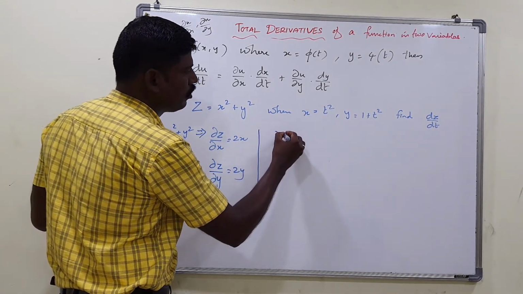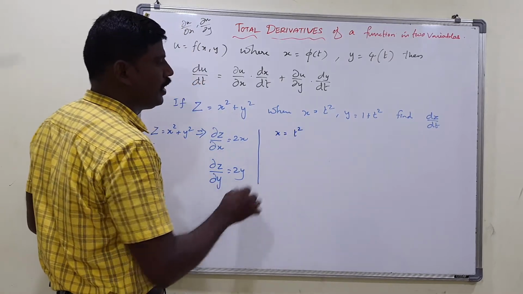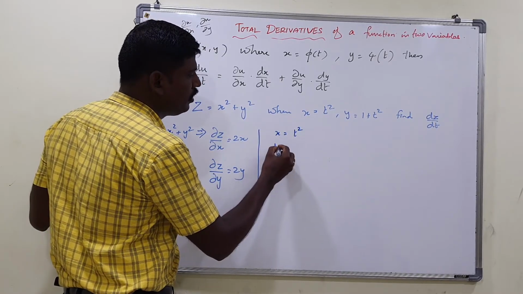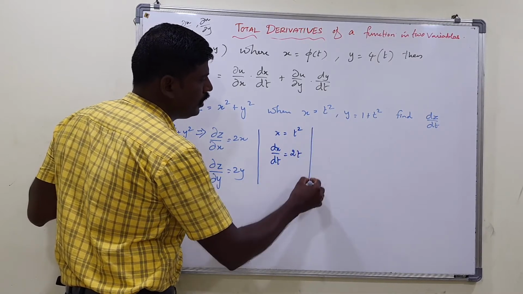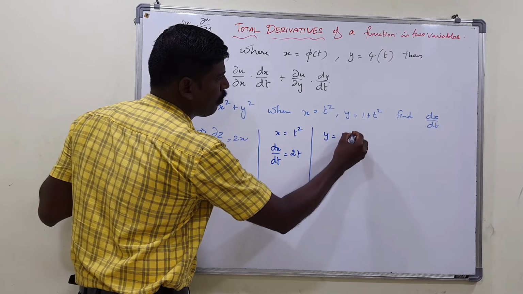So dou z by dou x, same like that. What is x? x is equal to t square. There is only one variable on the right hand side, that is t. So I am going to differentiate with respect to t as usual, dt. What is y? y is 1 plus t square.